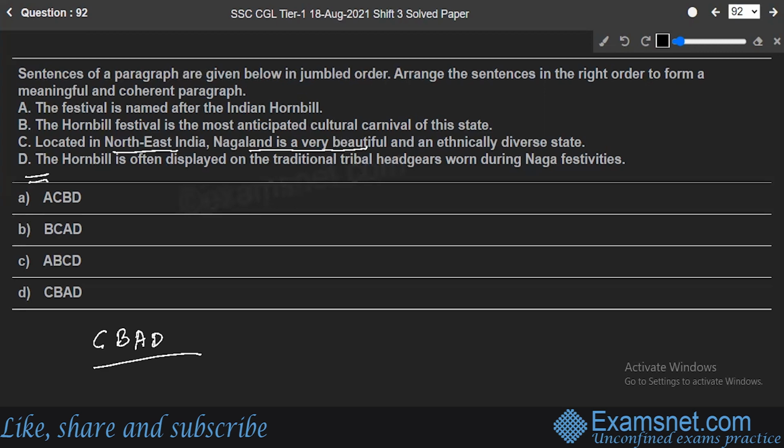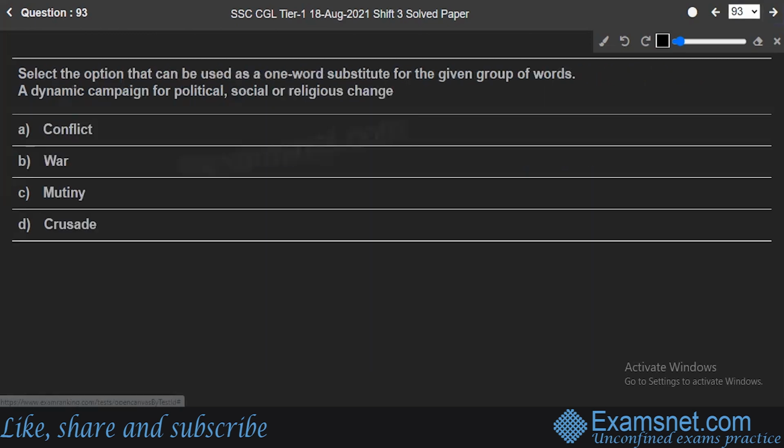It says, located in Northeast India, Nagaland is a very beautiful and ethnically diverse state. The Hornbill Festival is the most anticipated cultural carnival of the state. The festival is named after the Indian Hornbill. The hornbill is often displayed on the traditional tribal headgears worn during Naga festivities. So, option D is the correct answer to the question. Hope you're clear. Let's move to the next question, number 93.